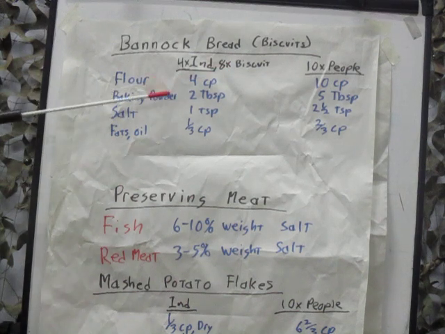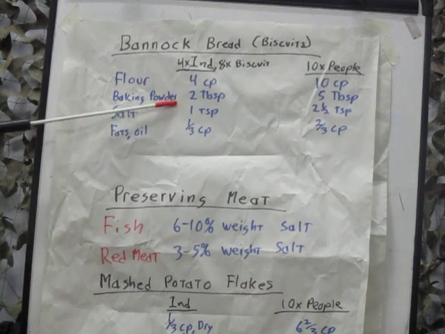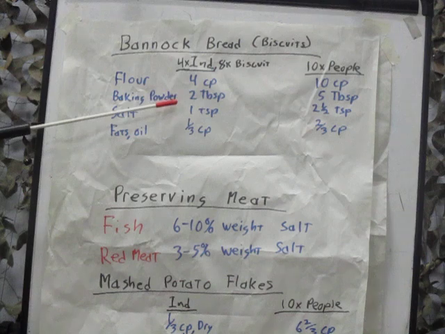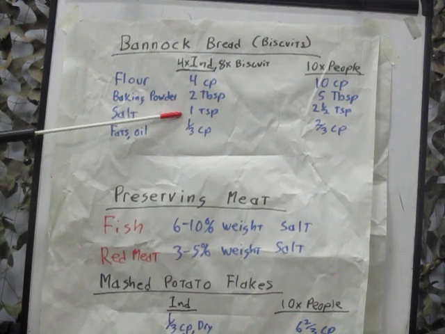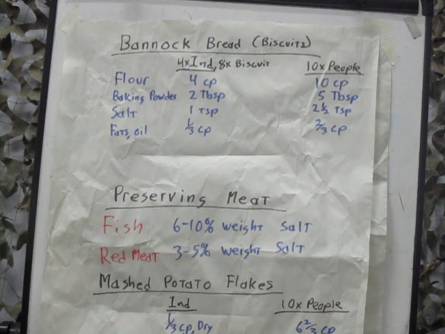And for 4 people, 4 cups of flour, and it's white flour, 2 tablespoons of baking powder, your leavening agent, 1 teaspoon of salt, and then because you're trying to fry them if they're a biscuit, it calls for about 1/3 of a cup of fats or oils. And some of that fat and oil you add into the batter just to give it a little bit more oomph to the mix.